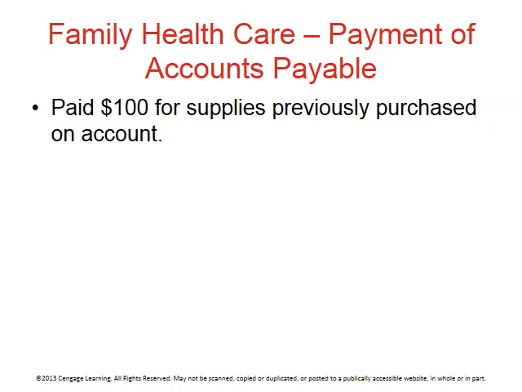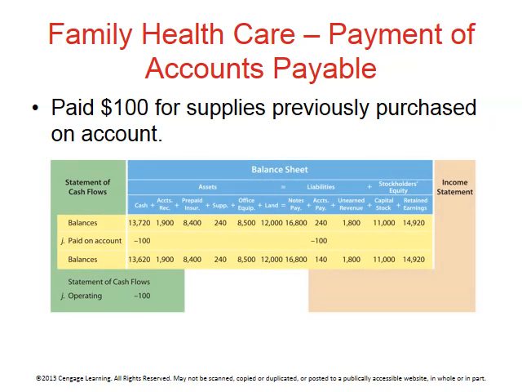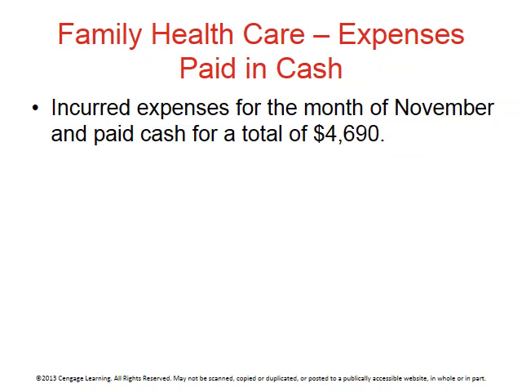And then our other, remember we bought supplies on account. Well, now we're paying $100 of that account. So $100 of cash is going out the door. And then we reduce our accounts payable by $100 because we're fulfilling $100 of the $240 obligation we had before.